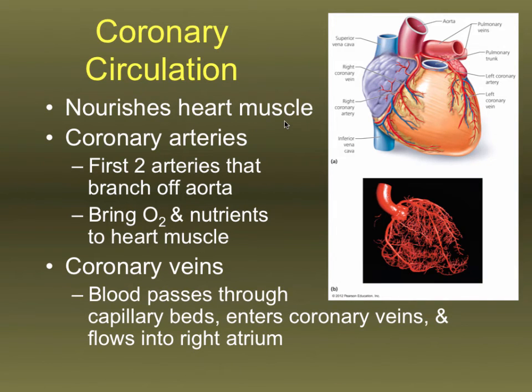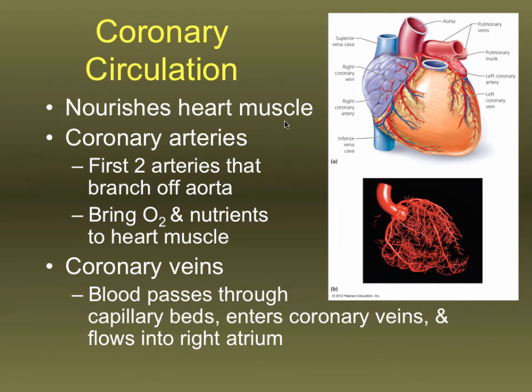Now, the heart itself is also going to be in need of oxygen-rich blood because it's made of muscle. It's made out of cardiac muscle. And as it's contracting, there is very, very much a need for that cardiac muscle to get oxygen and nutrients because it's going through a lot of those materials.